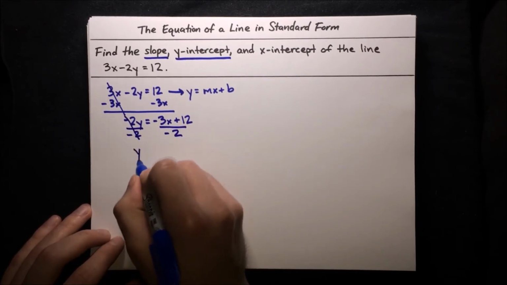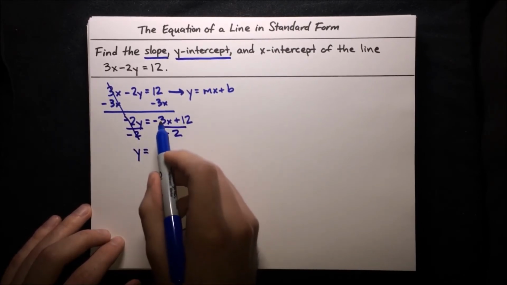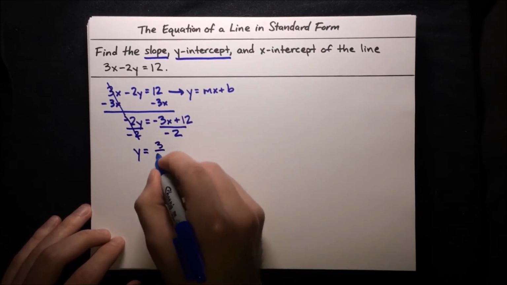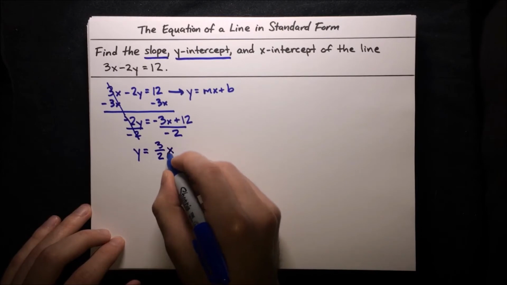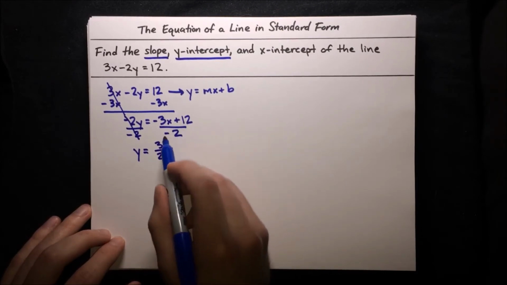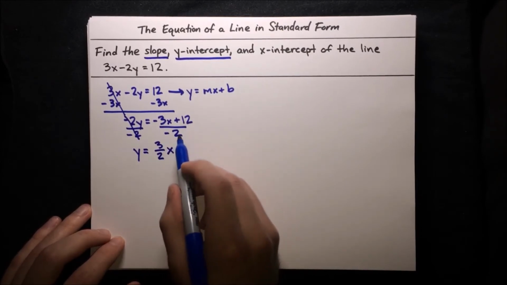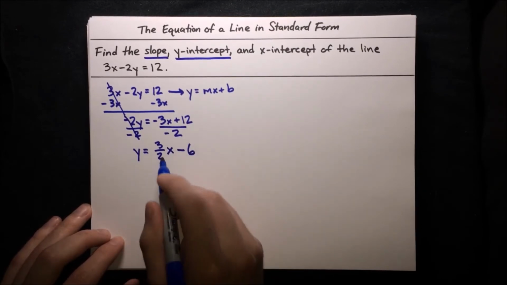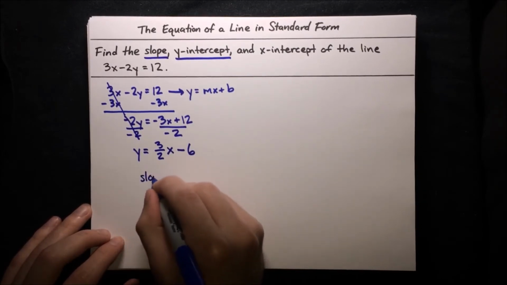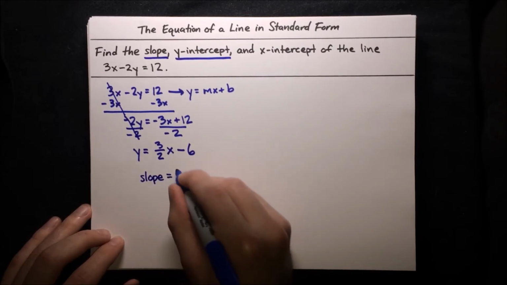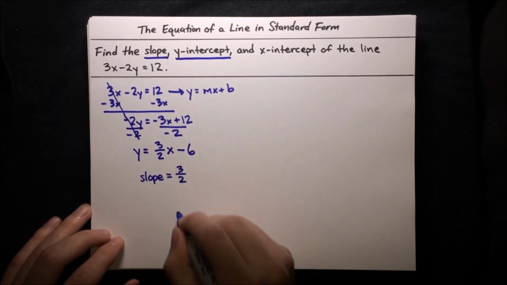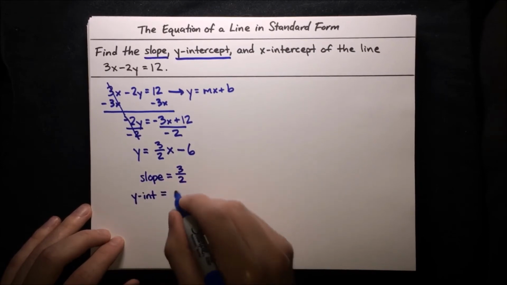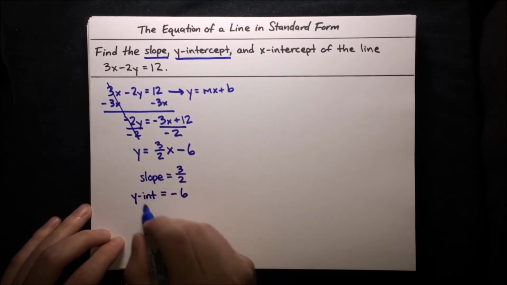y. We just have y equals negative 3 over negative 2. Negatives cancel out, and we just have 3 over 2. That's multiplying x, and then plus 12 over negative 2. 12 divided by negative 2 is just negative 6, so minus 6. So there we have it. We can see that the slope is equal to 3 over 2, and the y-intercept is equal to negative 6, just from the slope-intercept form.